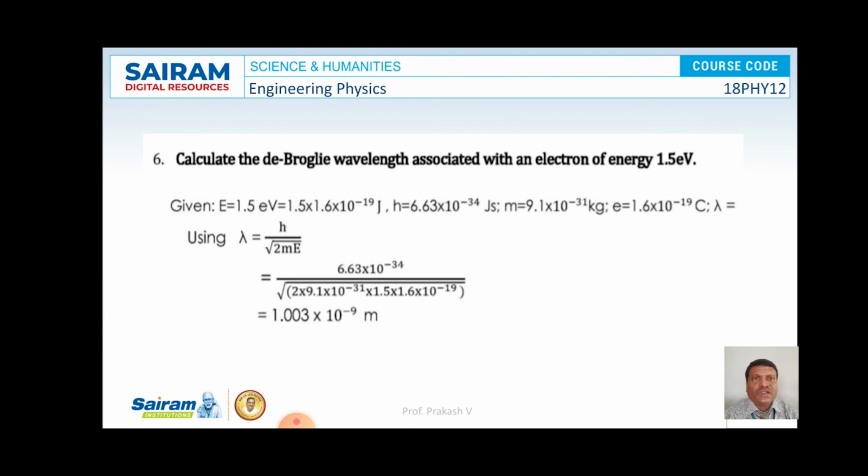We know that the de Broglie wavelength lambda is equal to h by square root of 2mE. So substitute the values of h, m and E in this equation, that is 6.63 into 10 to the power minus 34 divided by the square root of 2 into 9.1 into 10 to the power minus 31 into 1.6 into 1.6 into 10 to the power minus 19. On simplification, the de Broglie wavelength lambda is equal to 1.003 into 10 to the power minus 9 meter.